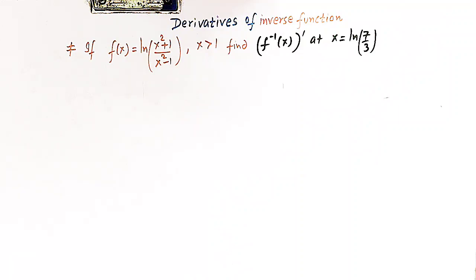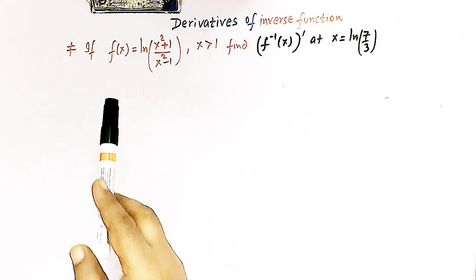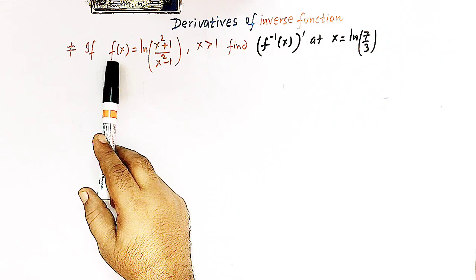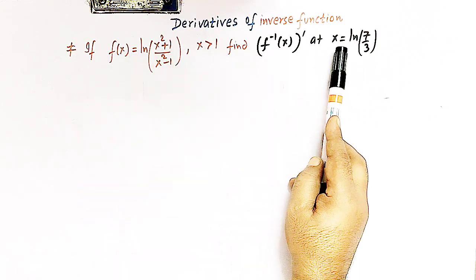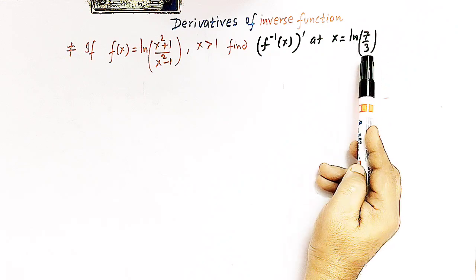Hello viewers, in today's session we are going to discuss another important problem from derivatives of inverse function, and we have already discussed how to derive the formula for the derivative of inverse function in our earlier video, right? And here we are going to find out the derivative of the inverse of this function f of x. At this point, x is equal to natural log of 7 over 3.